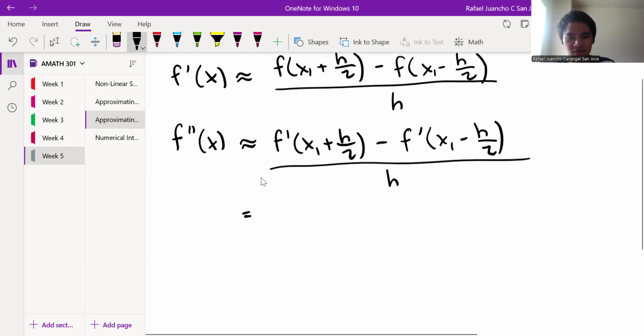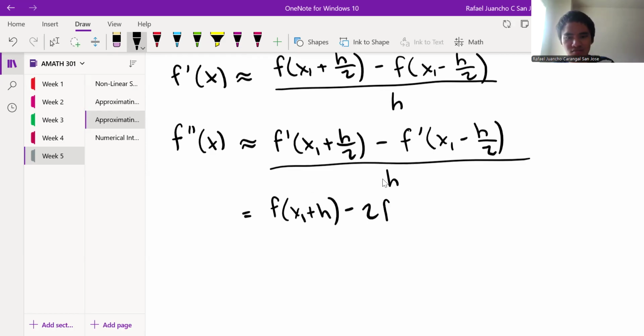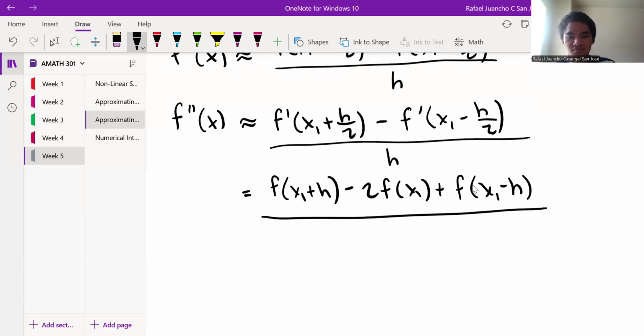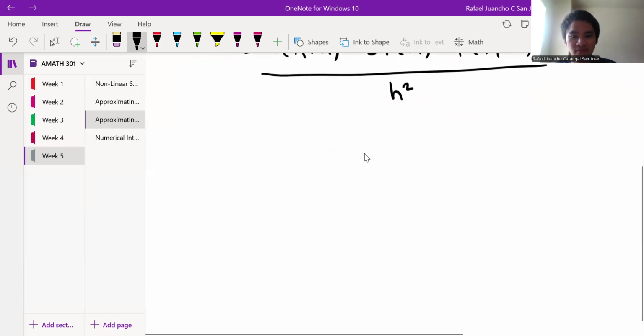Okay. And so this is going to give me this value: f of x1 plus h, minus 2 of f of x1. Then I'm going to add it to f of x1 minus h. And then that's going to be over h squared. And then from there, what will the convergence order be?